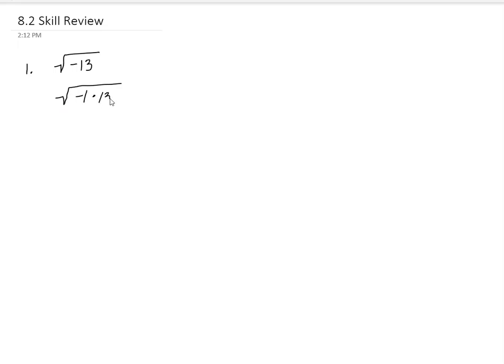And we need to break that negative 13 up into negative 1 times 13. So I can rewrite that as negative 1 times the square root of 13. Square root of negative 1 is i. So I have i times square root of 13 for my answer.